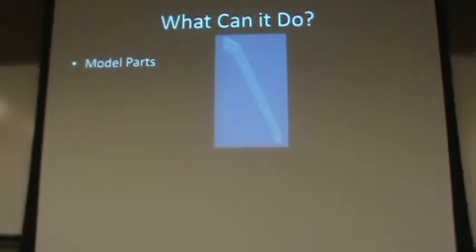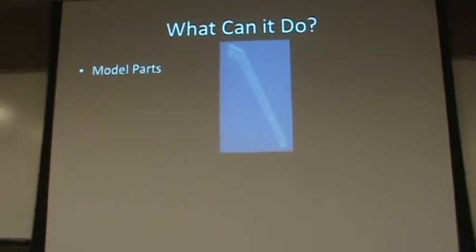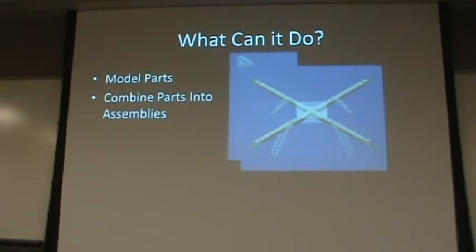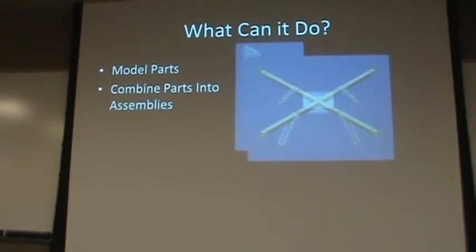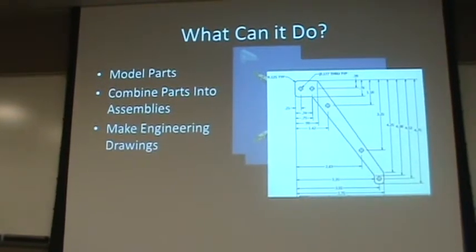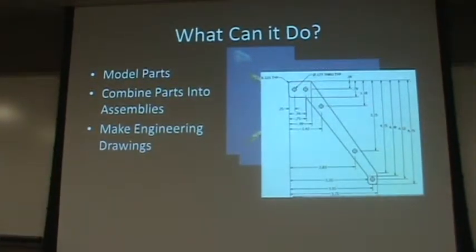You can model parts. This is a part of a UAV that I'm designing for the landing gear. And once you've got parts, you can put them together into assemblies. Once you've got all your parts designed, if you want someone to make them for you, you're going to have to somehow communicate what you want to make. So you can make drawings. You can also do a lot of other things.